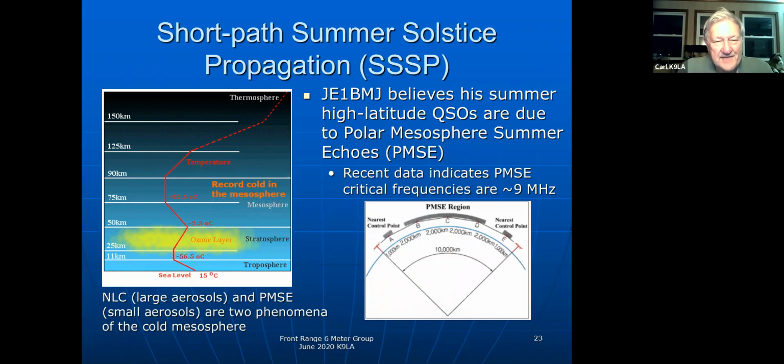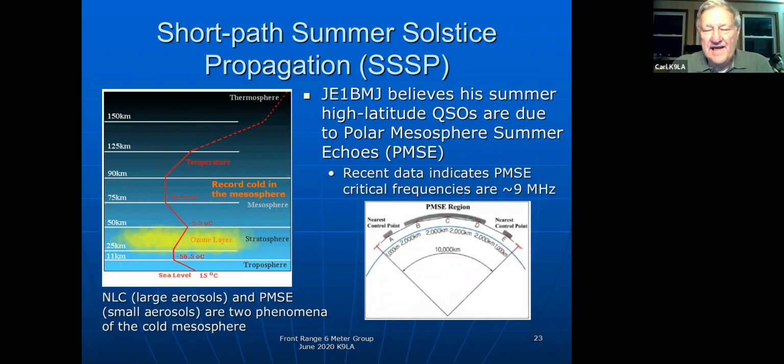Why is that? Because in the summertime, the density expands, and that allows the lowest temperatures in the summer in the mesosphere. And we are setting records right now for how cold it is in the mesosphere. So this may have a lot to do with what JE1BMJ is hypothesizing. And there's a picture in the lower right of how he thinks his QSOs happen.